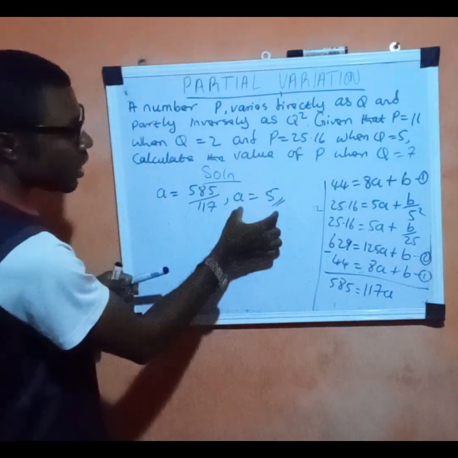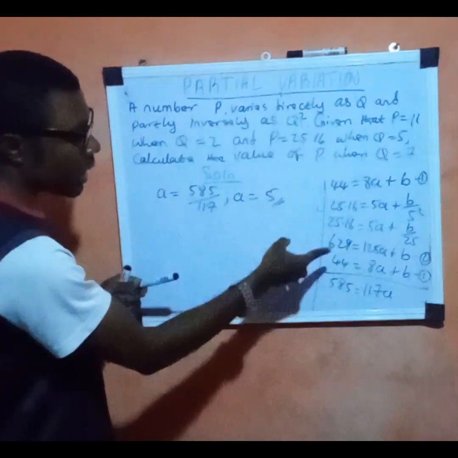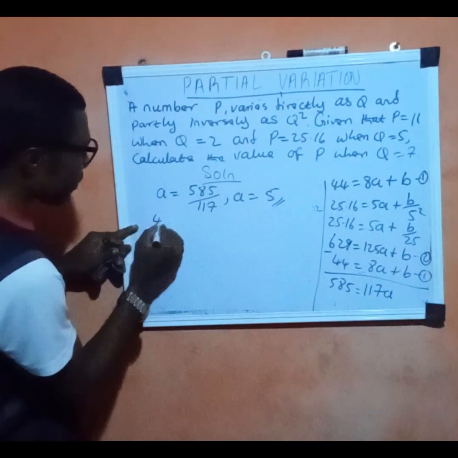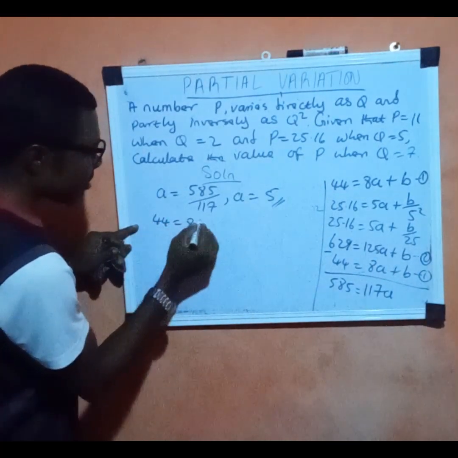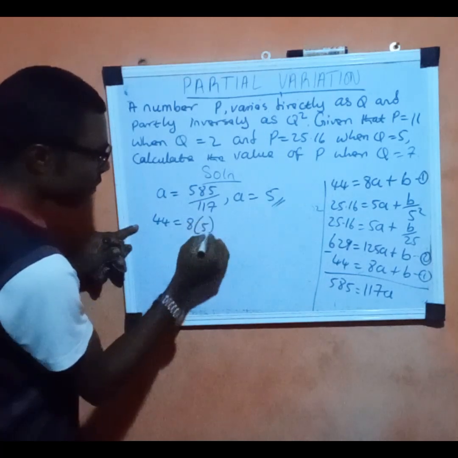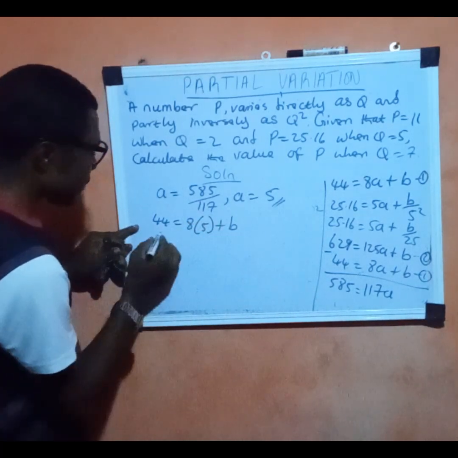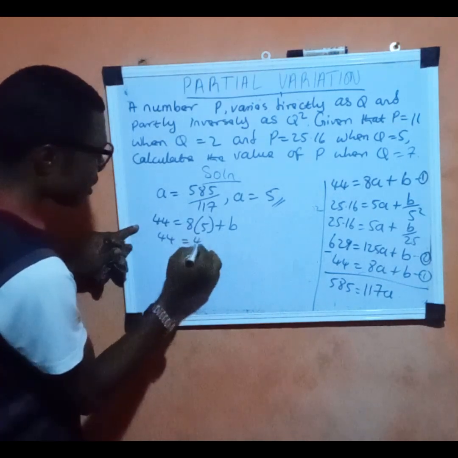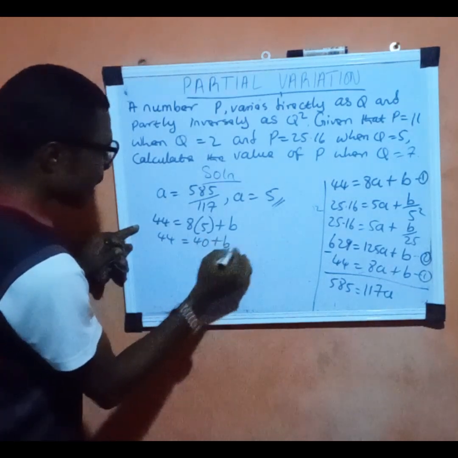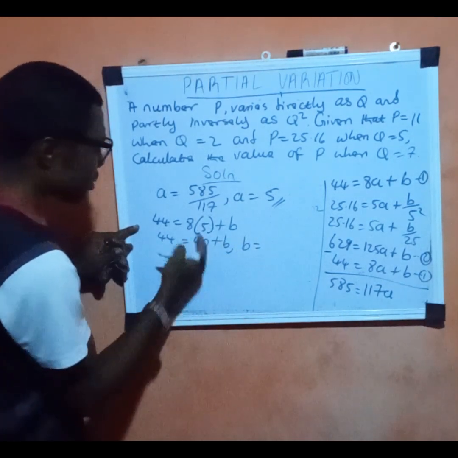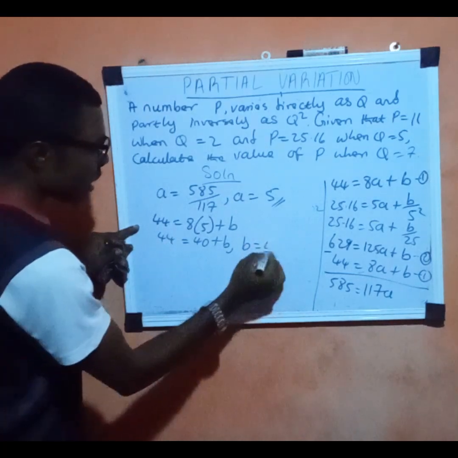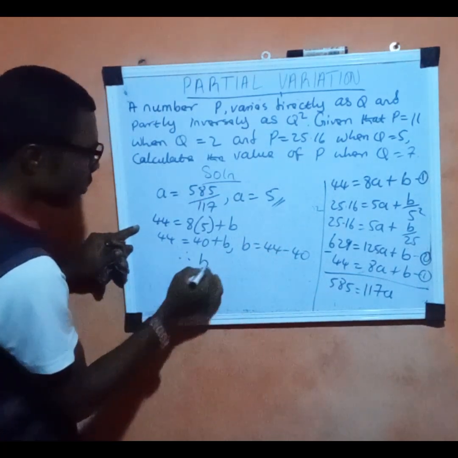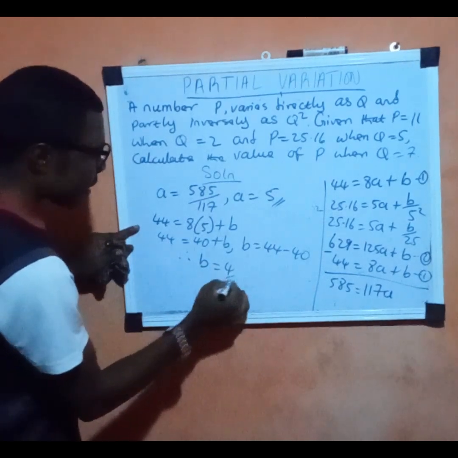We substitute A in either equation 1 or 2 to get B. So when we substitute in equation 1, we have 44 equals 8 times A, that is 8 times 5, plus B, and that is 44 equals 8 times 5 is 40 plus B, and it implies that B equals 44 minus 40. Therefore, B equals 4, and that is our B.